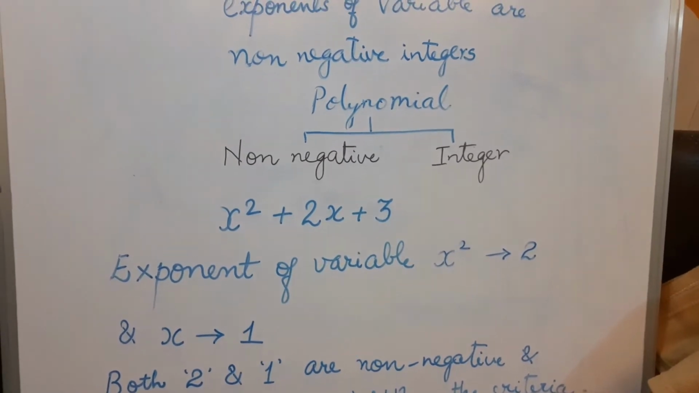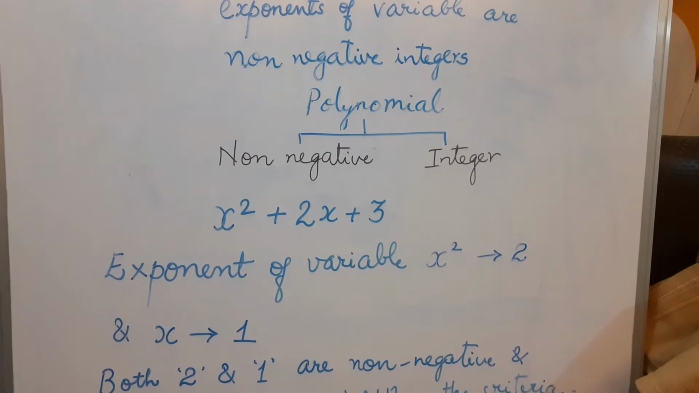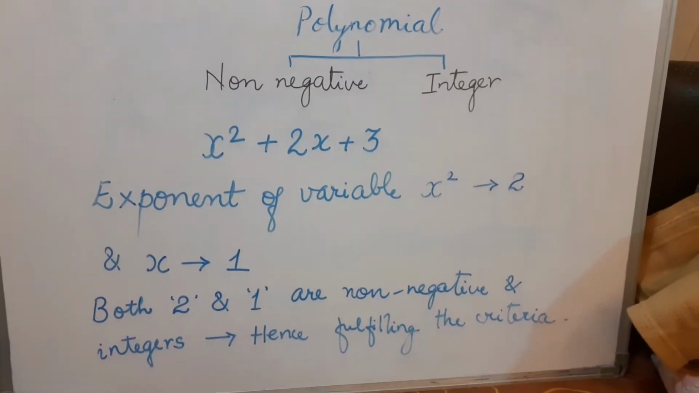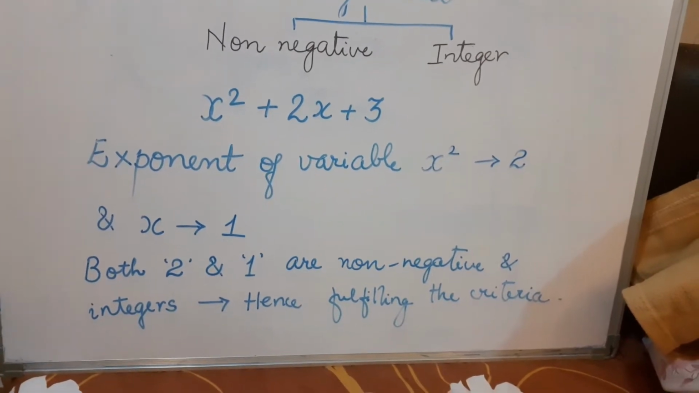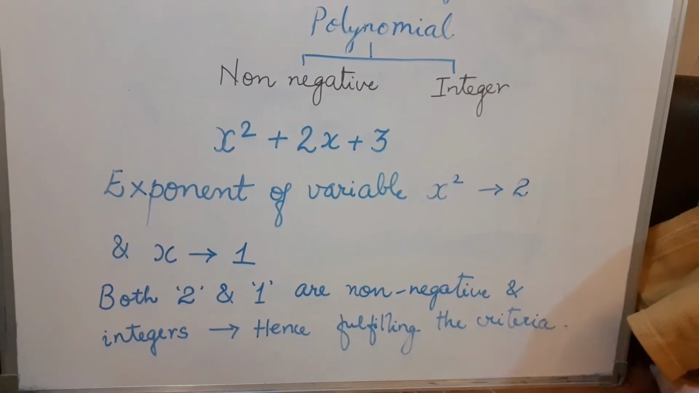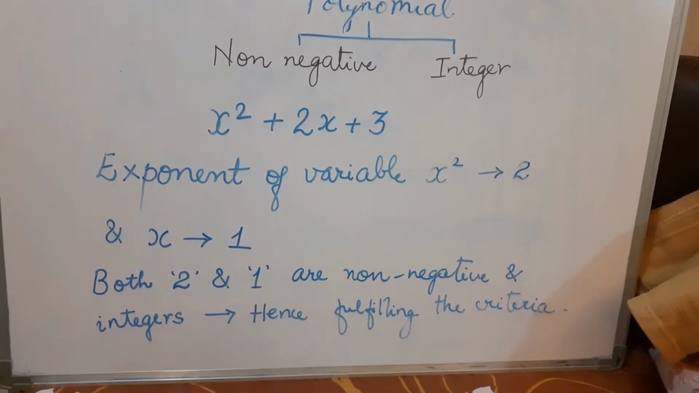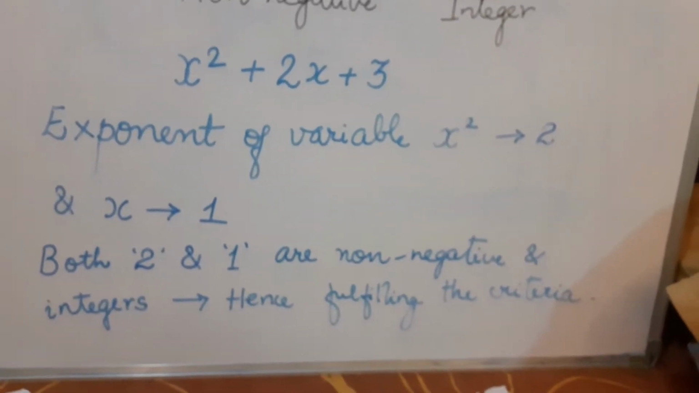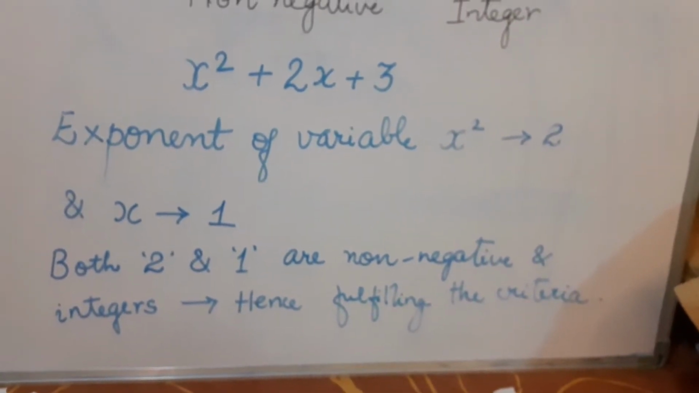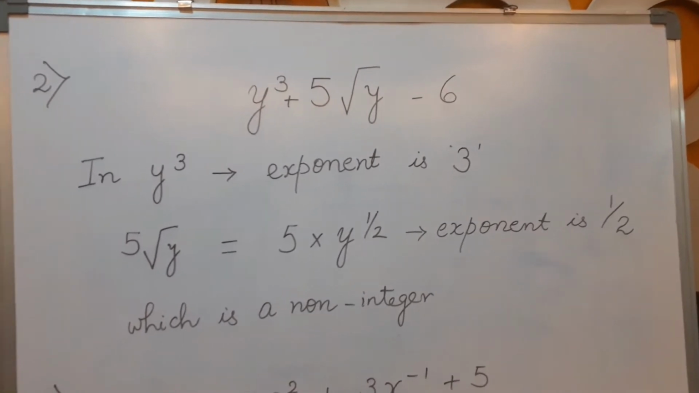Now in this expression, as we have discussed earlier, the exponent of variable x square would be 2 and of variable x would be 1, correct? Now both 2 and 1 are non-negative as well as they are integers. Hence they fulfill the criteria of being a polynomial. Hence x square plus 2x plus 3 is an algebraic expression which is fulfilling the criteria of being a polynomial. Take two examples to clearly understand better the definition of polynomial.